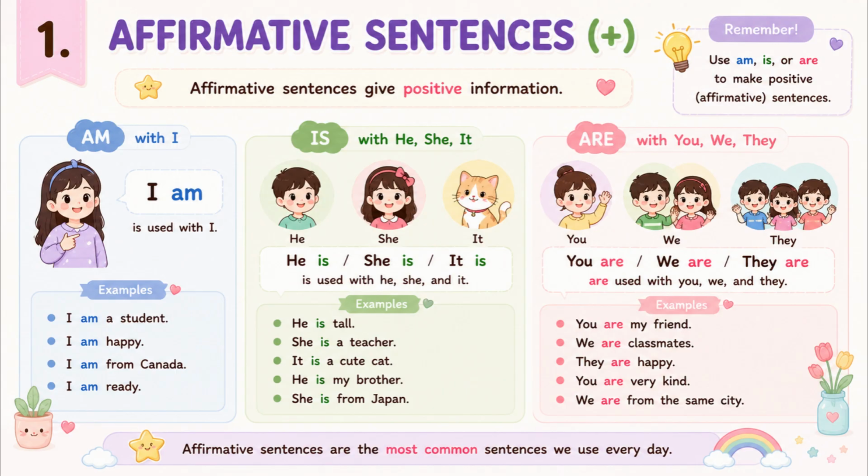Use am with I. For example, I am a student. I am happy. I am from Canada. I am ready. Remember, I am.